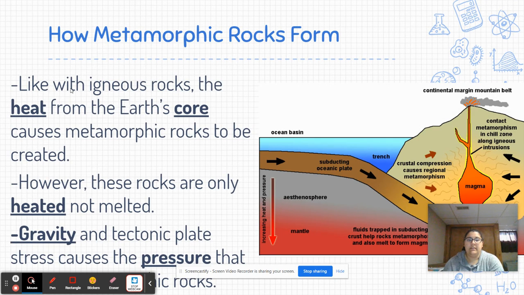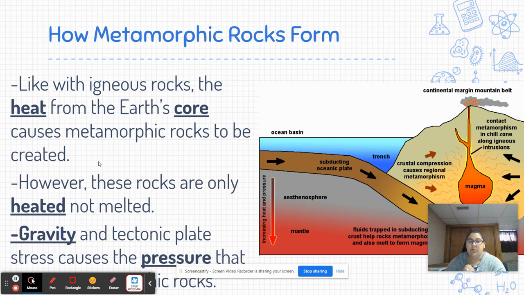So then it says, like with igneous rocks, the heat from Earth's core, remember how hot Earth's core is? The heat from that is what causes metamorphic rocks to be created. They kind of melt the rock a little bit, but not completely. It just softens the rock. Have you ever been cooking and it calls for softened butter? It's soft but not completely melted and runny. So these rocks are only heated, not completely melted.